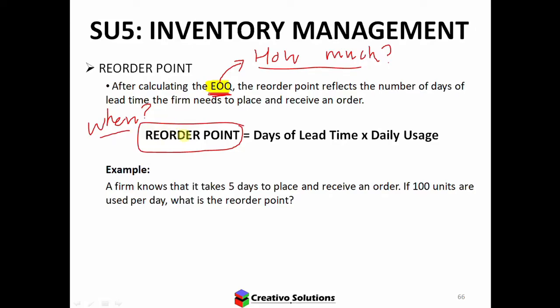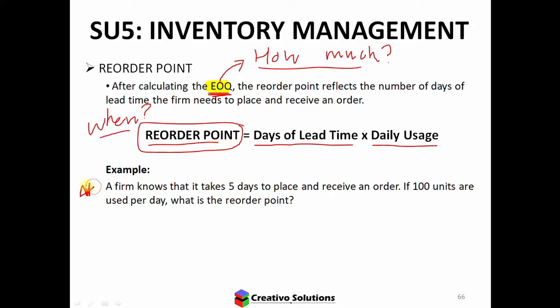To calculate reorder point, you need the days in terms of lead time. This would be lead time when you wait for stock. So days of lead time, meaning how long do I need to wait in order to get the stock? The daily usage is looking at how much am I going to use during that time. That's what reorder point is. It's a very simple concept. It's quite easy to calculate.